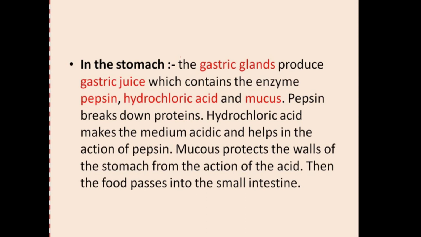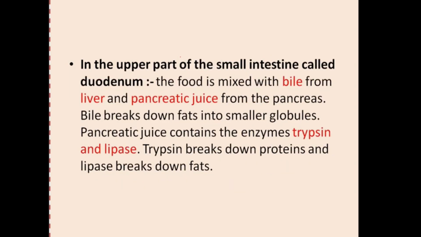Then the food passes into the small intestine. Once the food reaches the small intestine, the upper part of the small intestine is called the duodenum. The food is mixed with the bile from the liver. Bile is the juice which is produced by the liver, and the pancreatic juice is produced from the pancreas. The bile breaks down the fat into small globules, whereas pancreatic juice contains the enzymes called trypsin and lipase. Trypsin breaks down the proteins and lipase breaks down the fats.